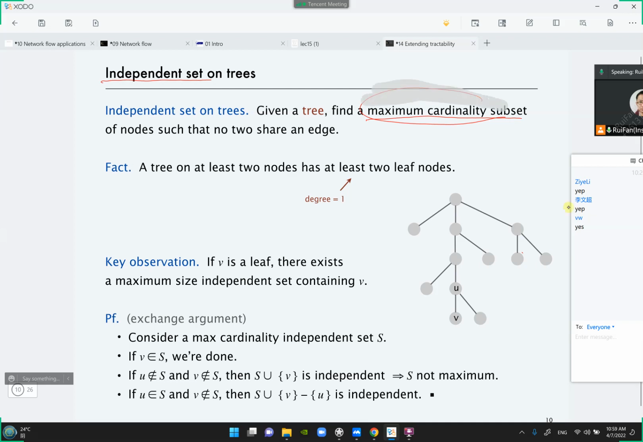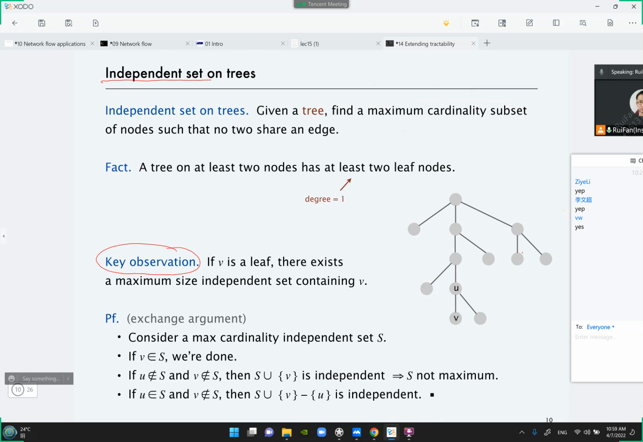Okay, so this algorithm is going to make use of an important fact. Let's see. Yeah, so the algorithm is going to make use of this key fact.